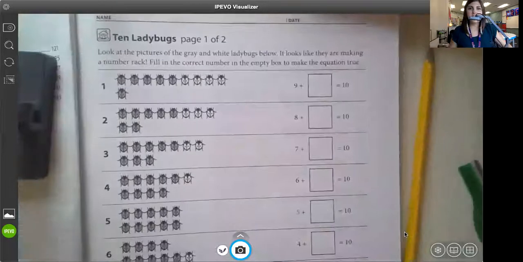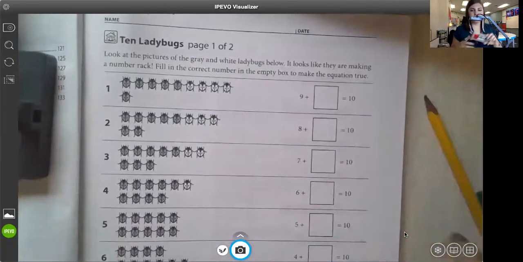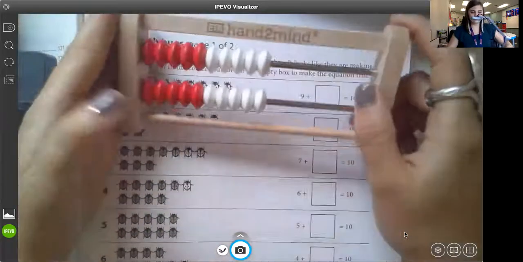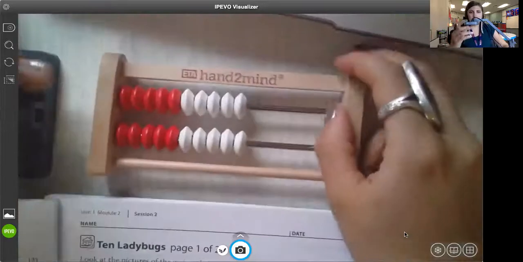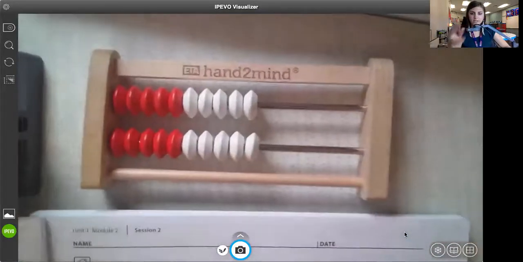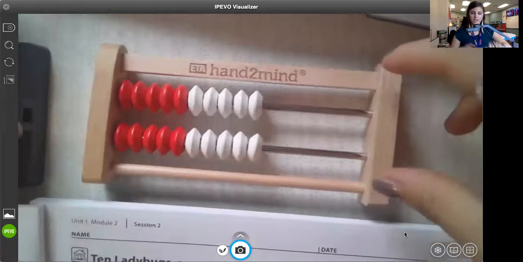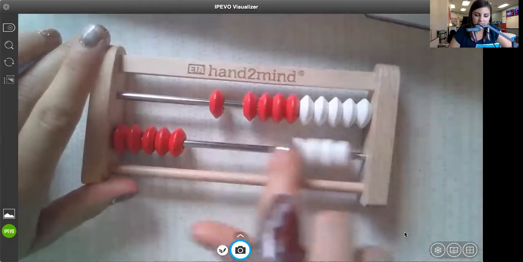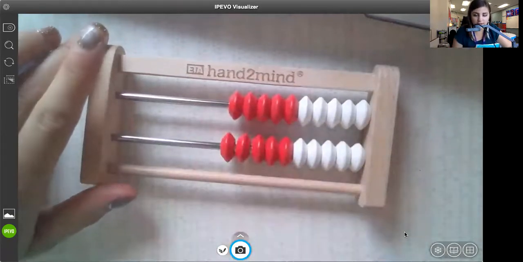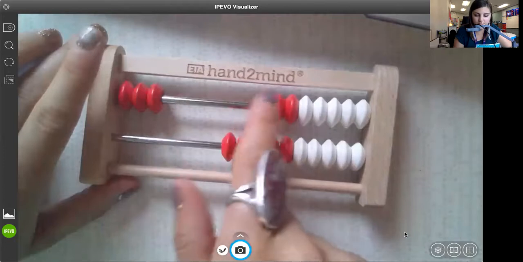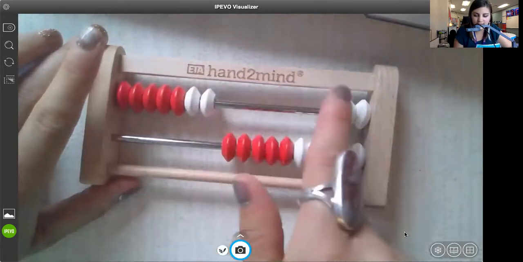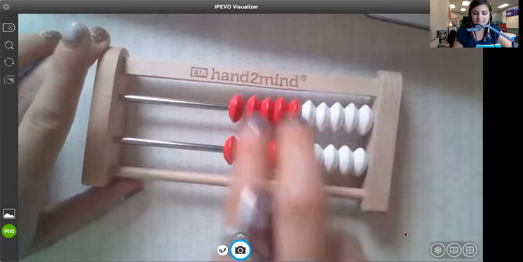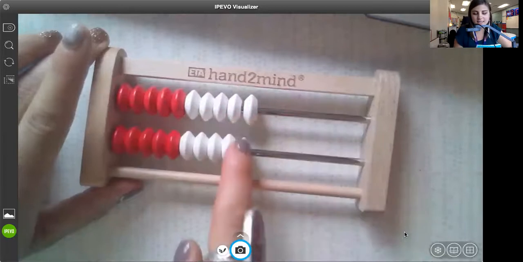All right, my friends, so 10 Ladybugs. We are going to pull out our number rack again. So our handy dandy little number rack. Remember, it is made up of 20. So 5, 10, 15, 20. If you don't trust me, you can count individually. 1, 2, 3, 4, 5, 6, 7, 8, 9, 10. We know there's 10 on top. If I push this over, you can see that it's exactly the same amount. So 10 plus 10 is 20.